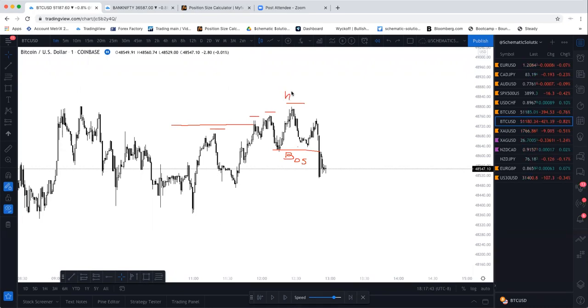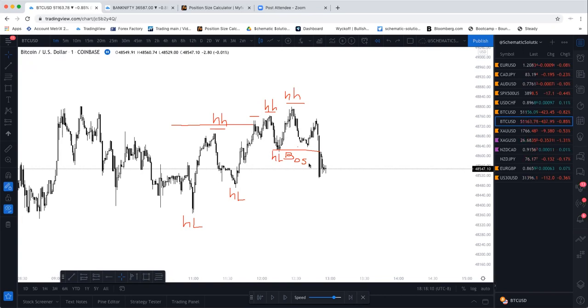This is our higher high. This is our higher low. This is our higher high. This is our higher low. This is our higher high. This is our higher low. So based off the structure, we can see we have our higher low, higher high, higher low, higher high, higher low, higher high. We're literally just walking structure up.